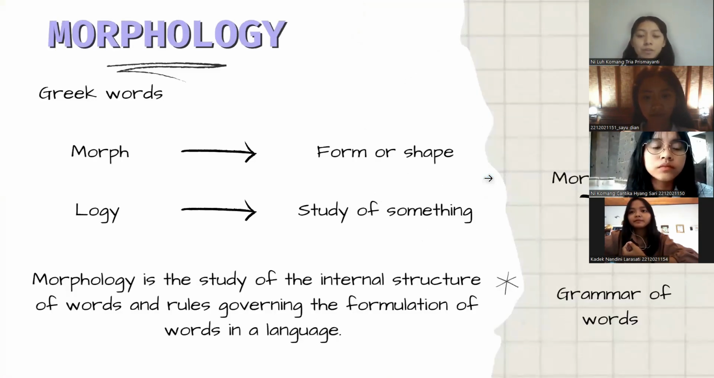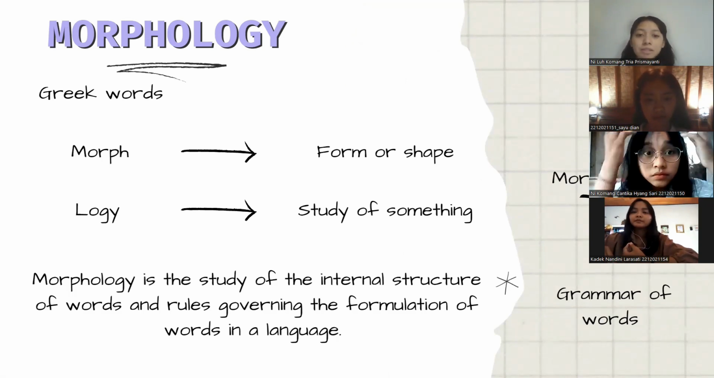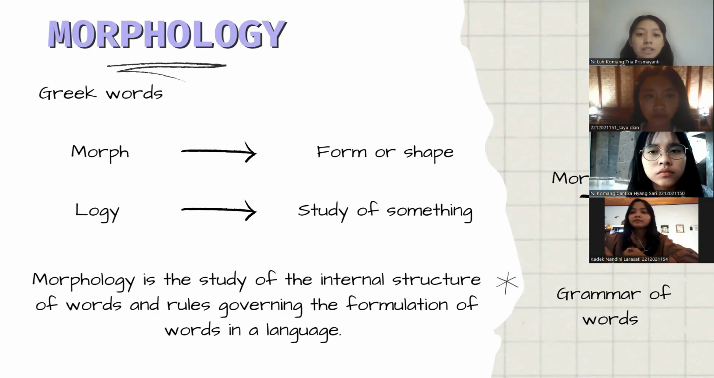In today's presentation, we will discuss morphology. Morphology comes from the Greek words morph and logy. Morph means form or shape. Logy means the study of something. And O is the connector between morph and logy. So morphology means the study of the internal structure of words and rules governing the formulation of words in a language. Morphology is also known as the grammar of words. In other words, morphology is the study of word formation that includes the way new words are created.